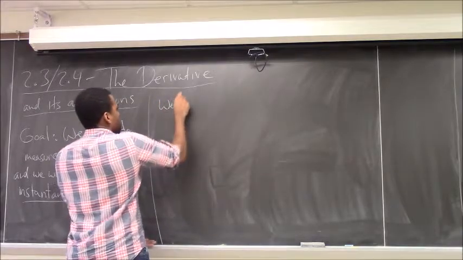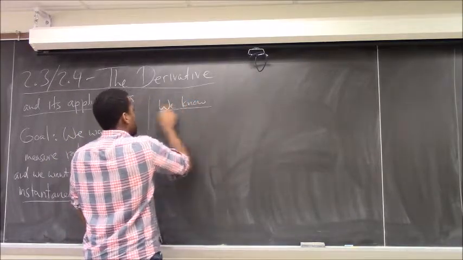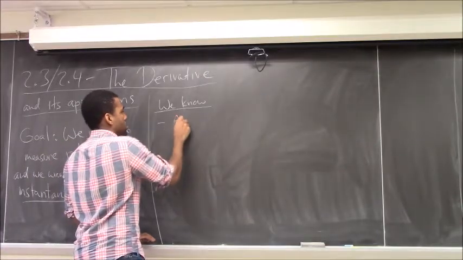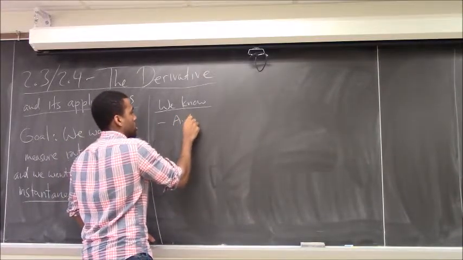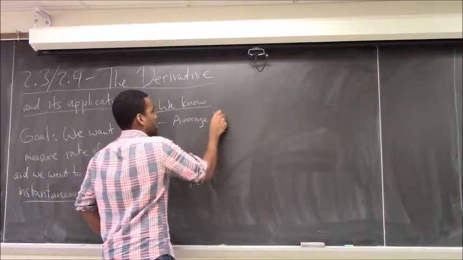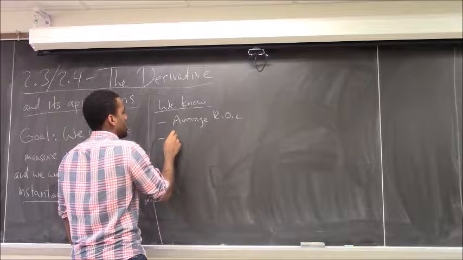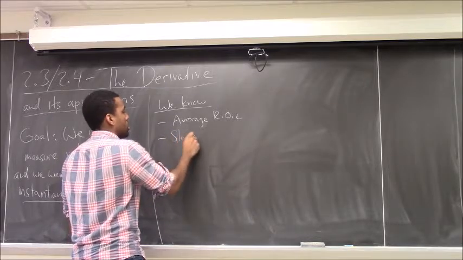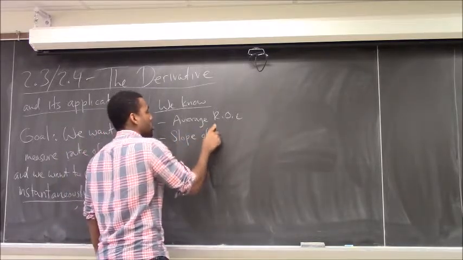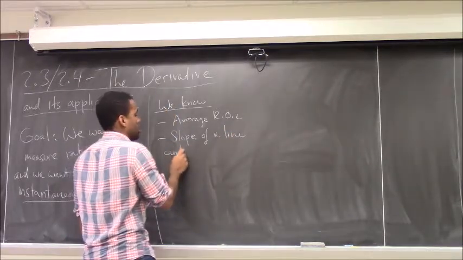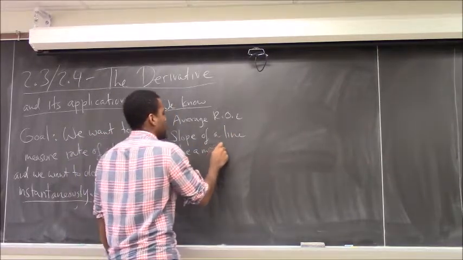So here are some things that we know. We know about average rate of change. We also know, and we mentioned this before, that the slope of a line can be a measure of rate of change.